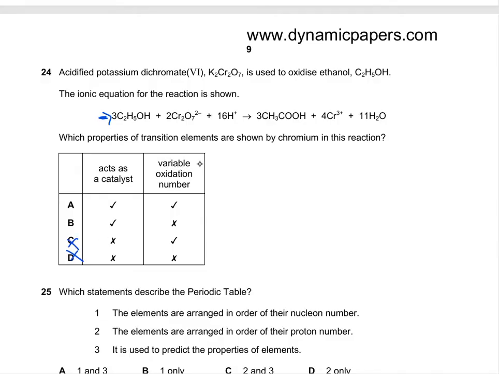It has variable oxidation number. Does this reaction show that it has a variable oxidation number? Yes, because chromium here had a valency of 7 and here it just has a valency of 3. So that's the variable oxidation state. Its oxidation number was 7 and then it became 3. So this reaction showed that it has a variable oxidation number. So the answer is: it doesn't act as a catalyst and it has variable oxidation number. So the answer is C.